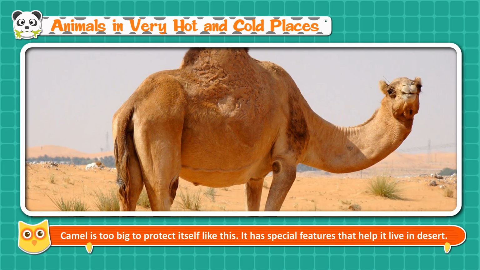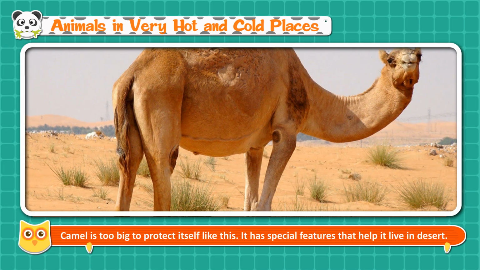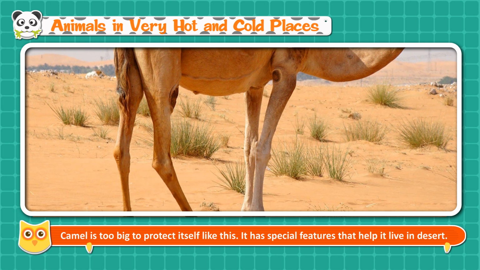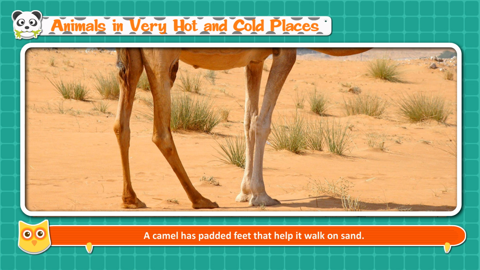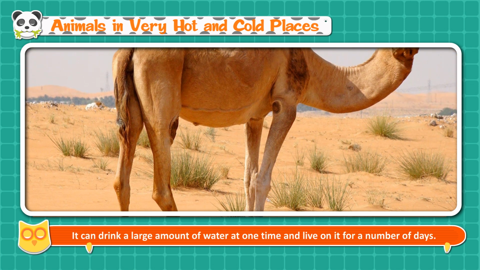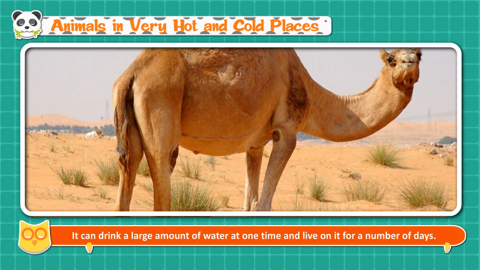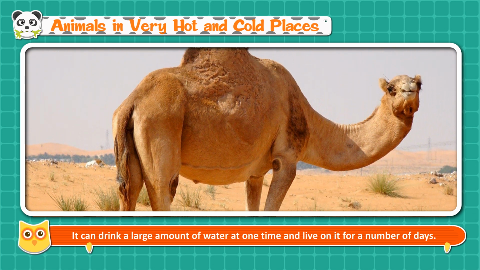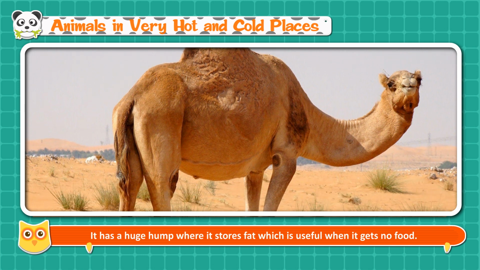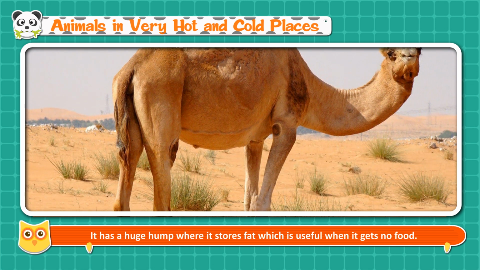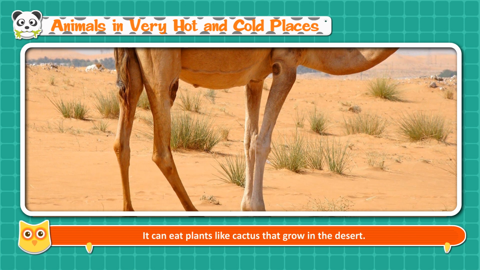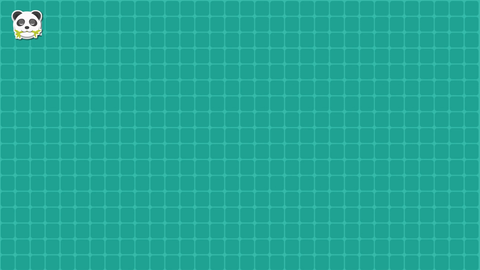Camel is too big to protect itself like this. It has special features that help it live in desert. A camel has padded feet that help it walk on sand. It can drink a large amount of water at one time and live on it for a number of days. It has a huge hump where it stores fat, which is useful when it gets no food. It can eat plants like cactus that grow in the desert.